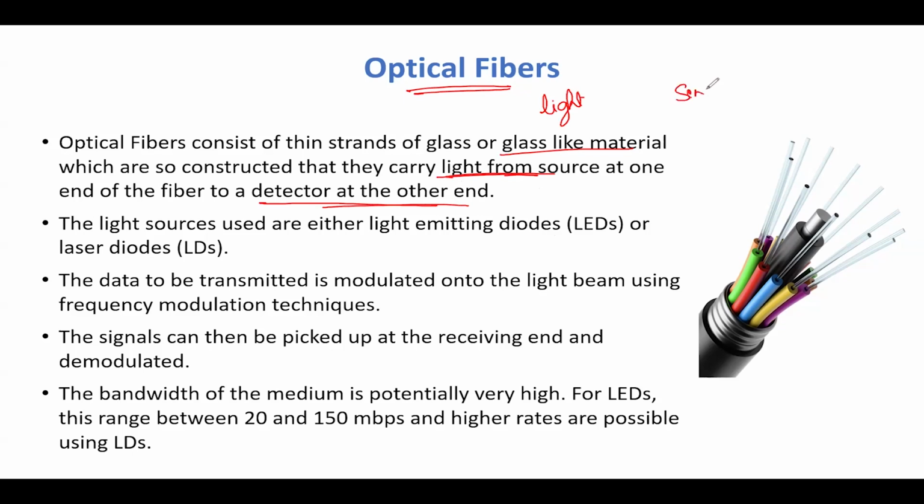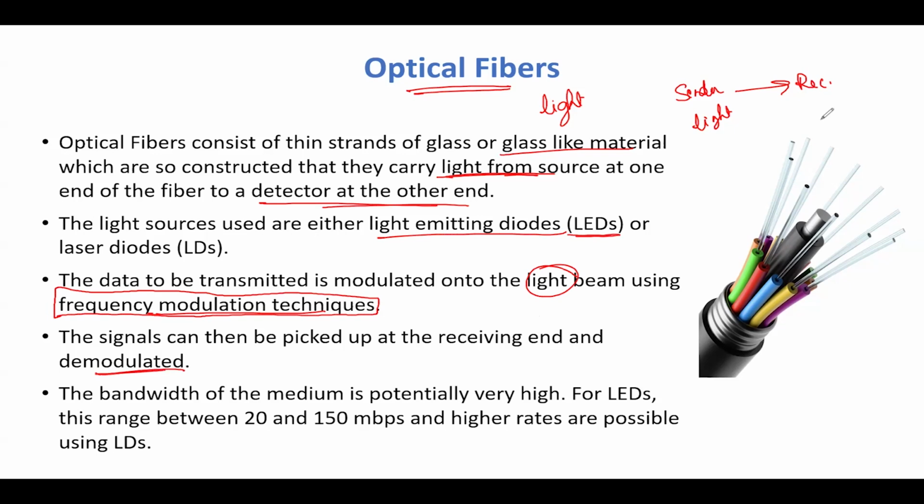So you should have a sender at one end and a receiver at the other end, both of which should be a light source as well as something which can receive the light. The light sources used are light emitting diodes, that is, your LEDs are used as a source, as a sender. The data to be transmitted is modulated onto the light beam using the frequency modulation technique. There are different frequency modulation techniques where our data will be transformed in the form of light. The signals can then be picked up at the receiving end and demodulated. So at the receiver also, you should have a converter which can convert these light signals into the data form.